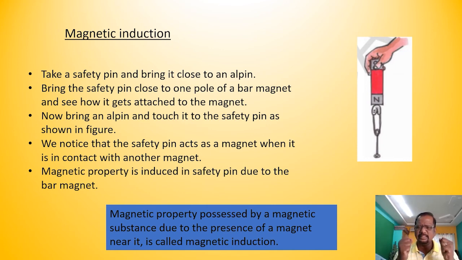Now the safety pin has got this property of attraction, and that is what we call magnetic induction. The safety pin is getting attached to the bar magnet and therefore the magnetic property is being induced in the safety pin, and hence the safety pin behaves like a magnet. Let us define: the magnetic property possessed by a magnetic substance due to the presence of a magnet near it is called magnetic induction.